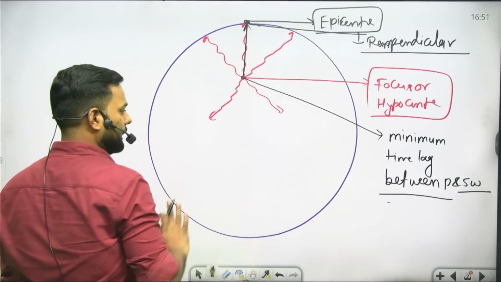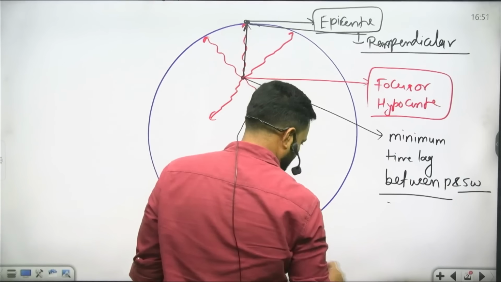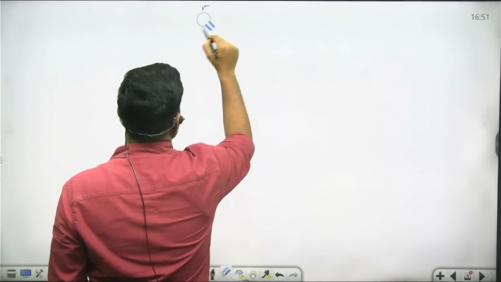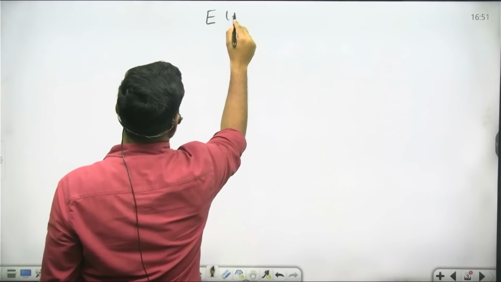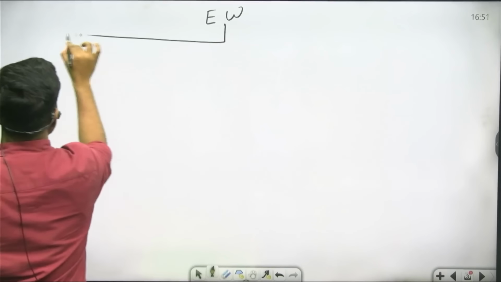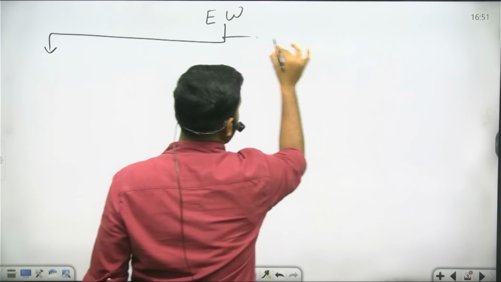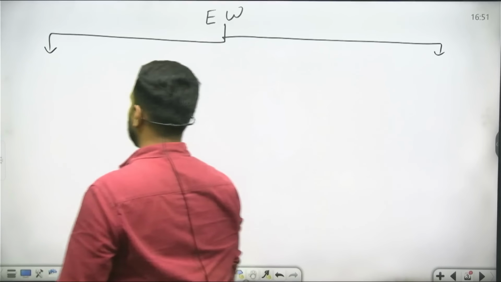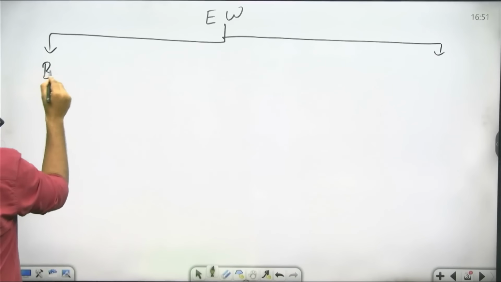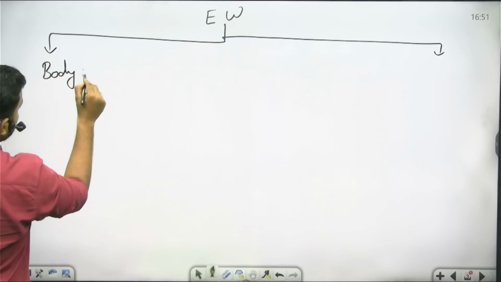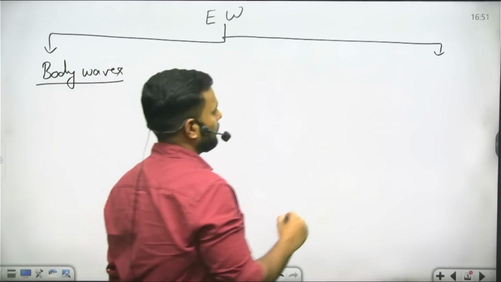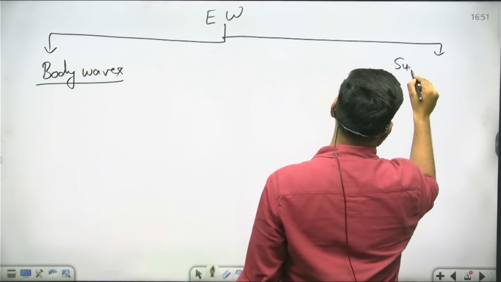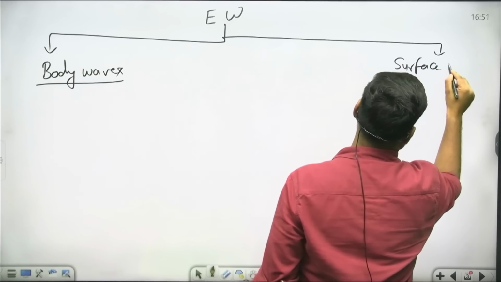So epicenter and focus, we have done. Now we are just going to discuss what earthquake waves are. There are two types of waves. One is the body waves, and the second one is the surface waves.